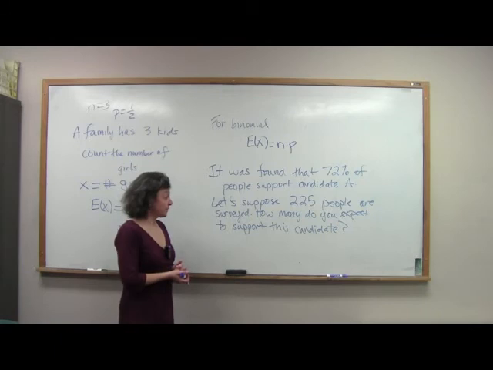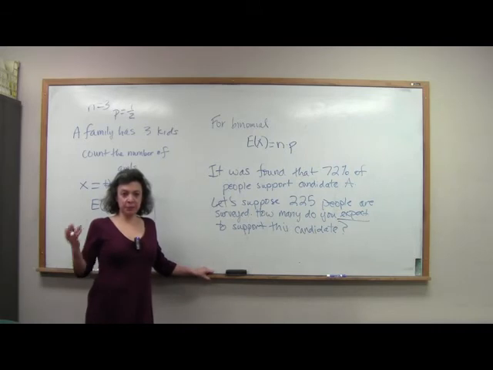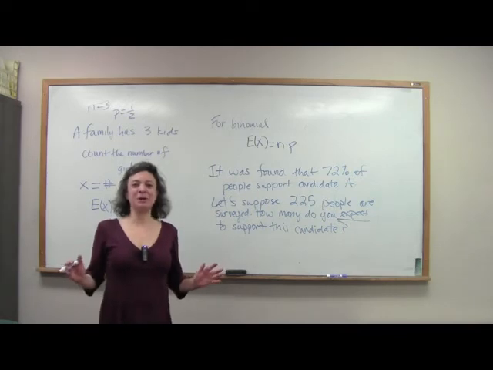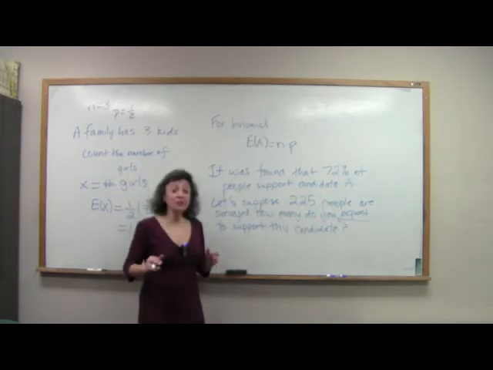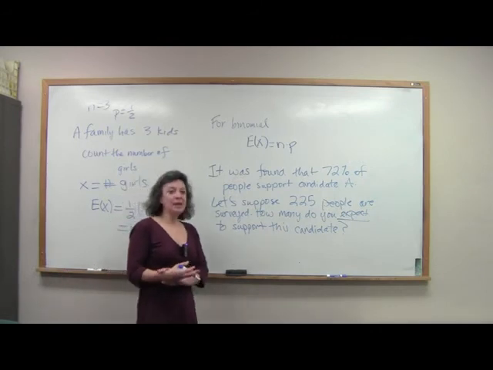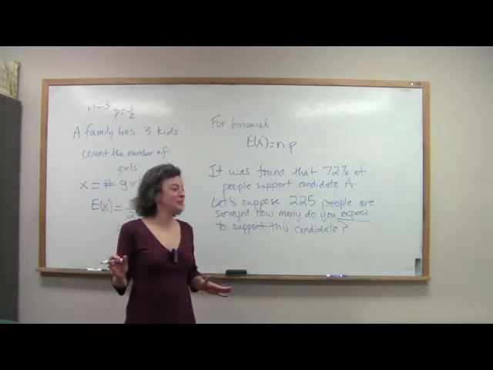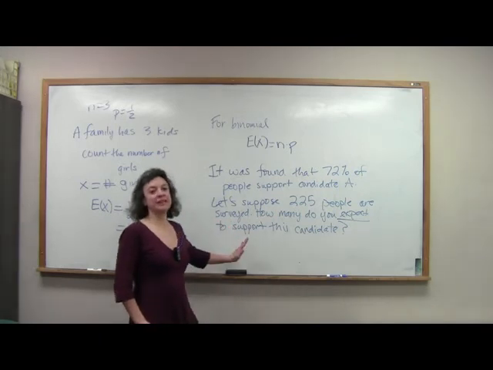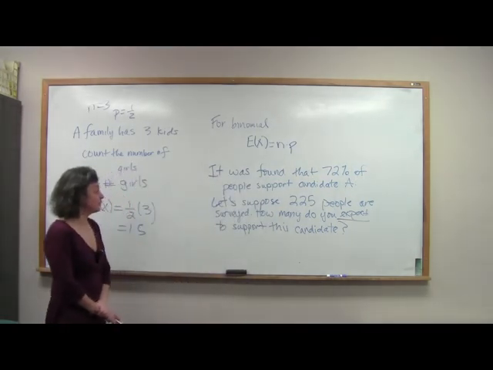Now, we see the word expect, so that indicates to us that we want to compute the expected value. There is no way you want to make a probability distribution table here. We'd have to have 226 columns in our table. My hope is that you're way too lazy to do something like that and that you've got much better things to do with your time. Because we'd have to find the probability of exactly no people supporting the candidate, 1, 2, 3, 4, all the way up to 225.